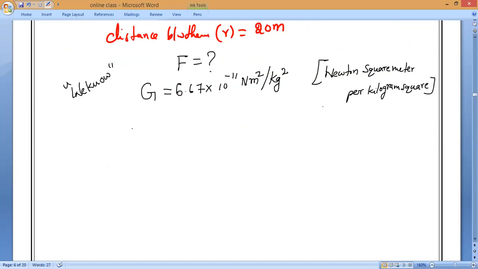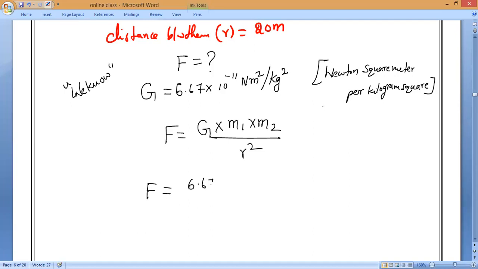So now, what is the force formula? Capital G into M1 into M2 divided by R square. Simplification is very complicated, that is why numericals are very tough, so solve it neatly. G value is 6.67 into 10 power minus 11.